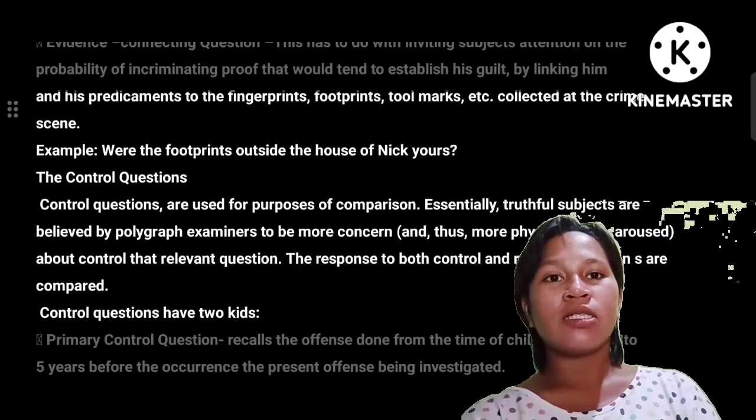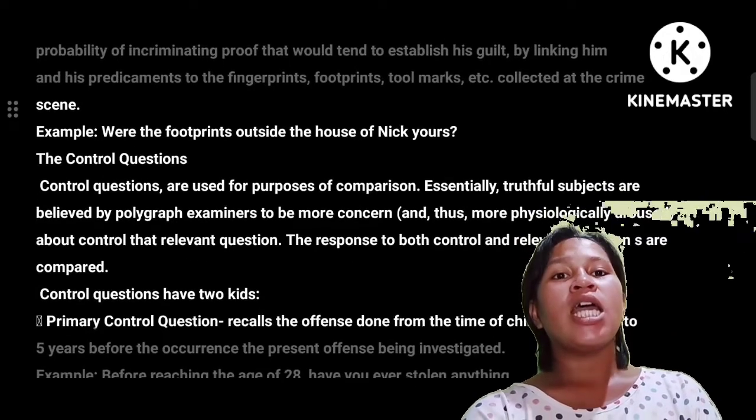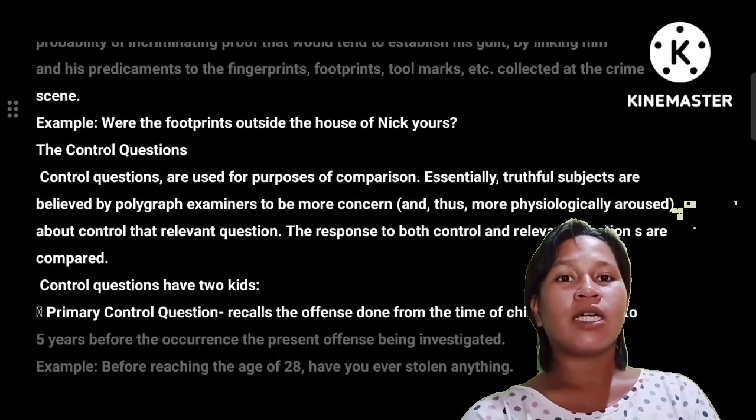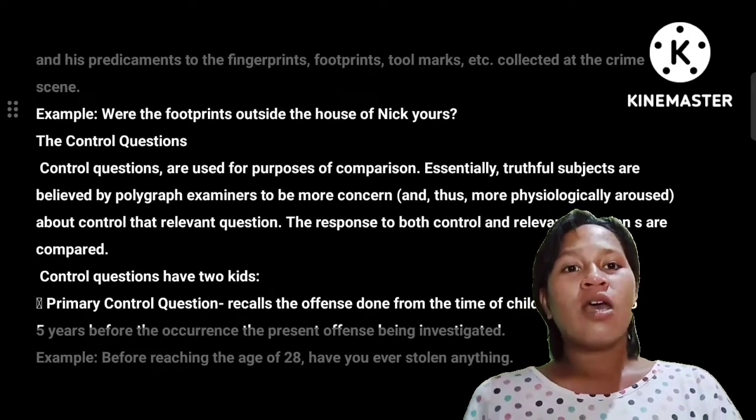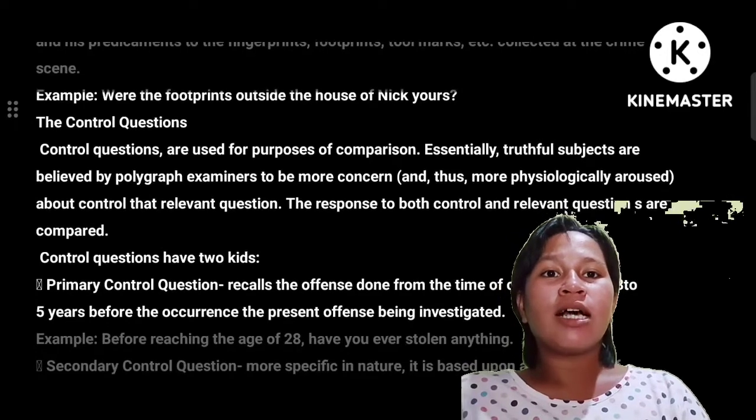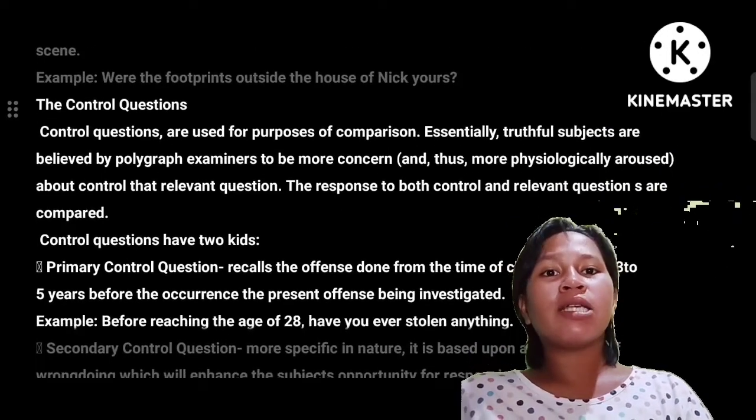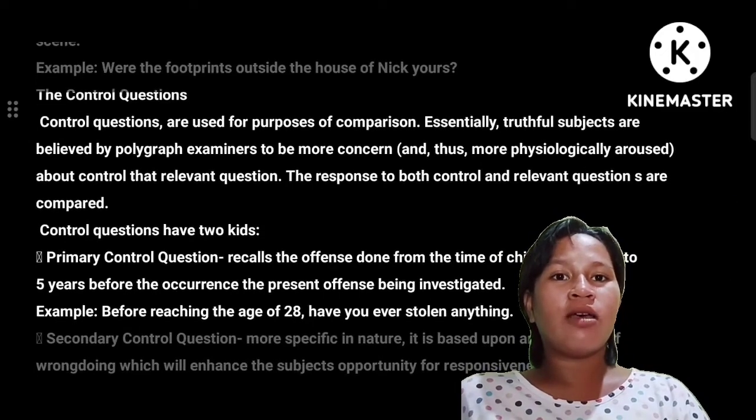The control questions are used for purposes of comparison. Essentially, truthful subjects are believed by polygraph examiners to be more concerned about the control than the relevant question, and thus more physiologically aroused. The responses to both control and relevant questions are compared.